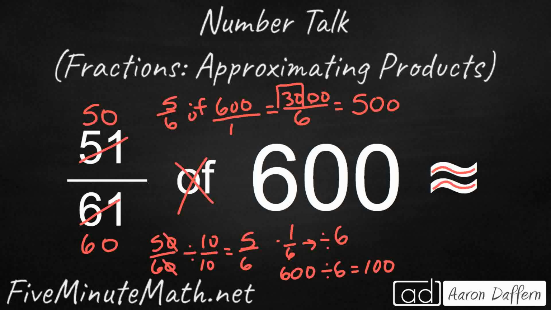100, 200, 300, 400, 500, 600. That's 600 divided into 6 equal parts. That's my unit fraction of 1/6. And then how many of those do I need? I need 5 of those, so I can multiply that by 5. Either way, my answer is approximately 500.